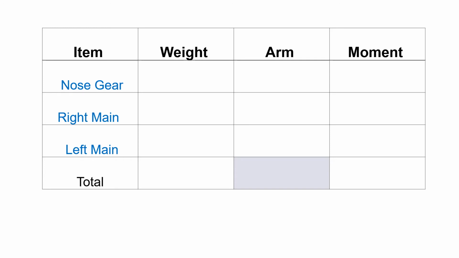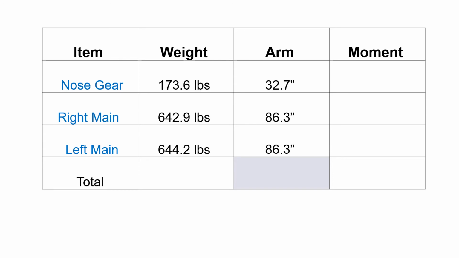In the third step of this process, we will list the 3 items for which we have weights. In this example, the nose gear, the right main gear, and the left main gear. In the next step, we will input the weight and arm for each item in the chart.